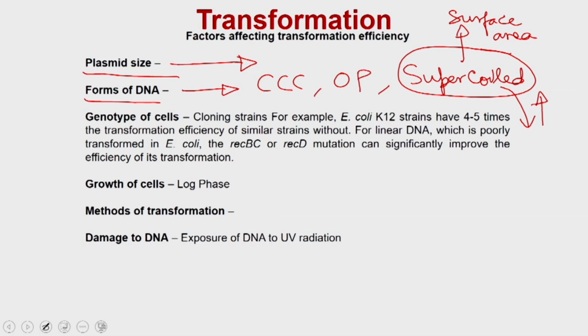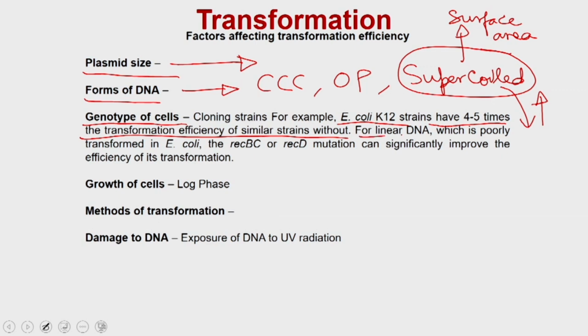Then there are bacterial strains which are competent enough to take up a particular type of plasmid. For example, the E. coli K12 strain has 4 to 5 times more efficiency than a similar strain without some kind of genetic background.